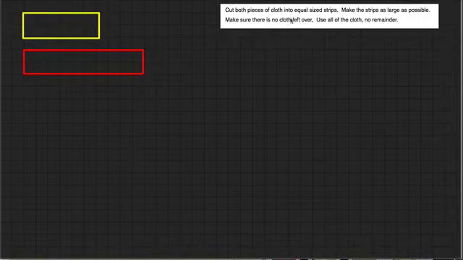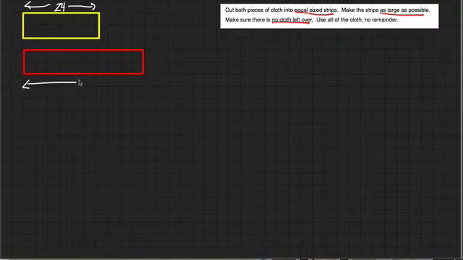So if you remember, there were two pieces of cloth, and the problem said that we were supposed to cut both pieces of cloth into equal size strips. Okay, so that's important. They have to be equal size strips. They're also supposed to be as large as possible. And there's not supposed to be any cloth left over. We're going to use all of it. No remainder. Okay, so we also need to know that one of the pieces of cloth was 24 inches from side to side. And the other one was 40 inches from side to side.